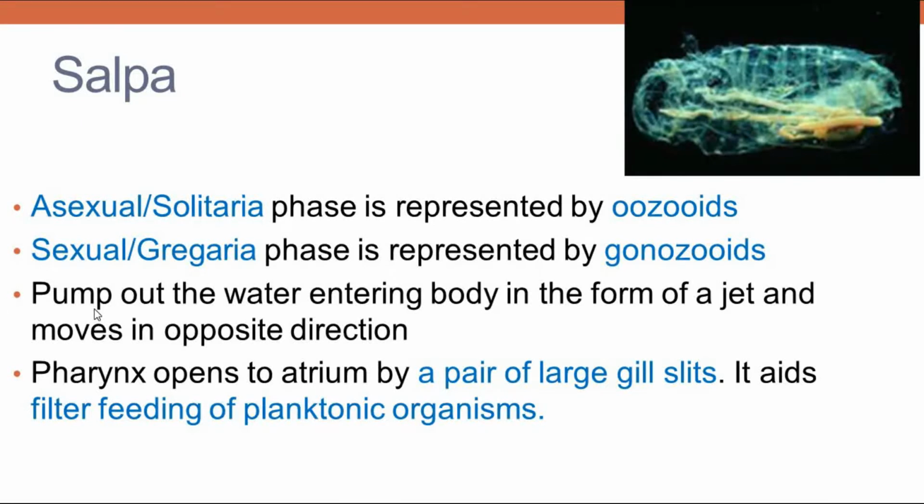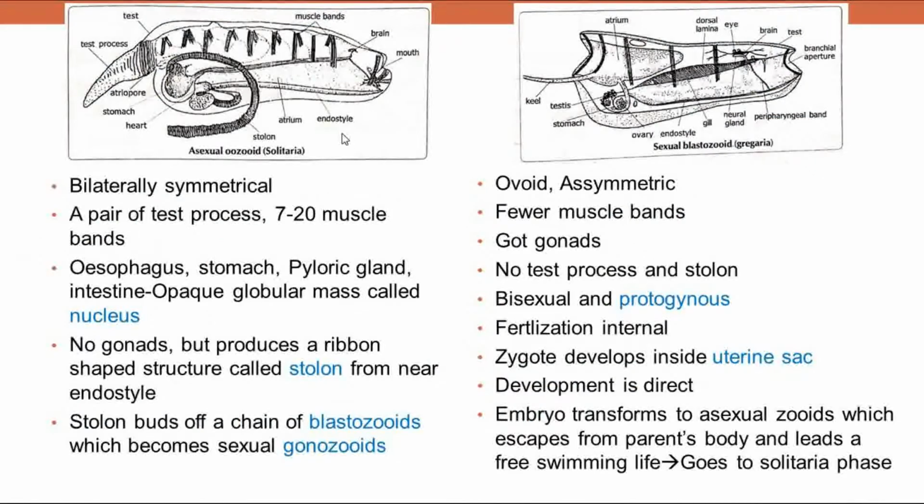Another feature of the organism is that they will pump out the water entering the body and move it in the opposite direction. Then the pharynx opens to the atrium by a pair of large gill slits. It aids in filter feeding on planktonic organisms. This is the feature of all urochordates. Now we can go into the details of two generations: the asexual oozoid or solitaria phase, and the sexual blastozoid or gregaria phase.